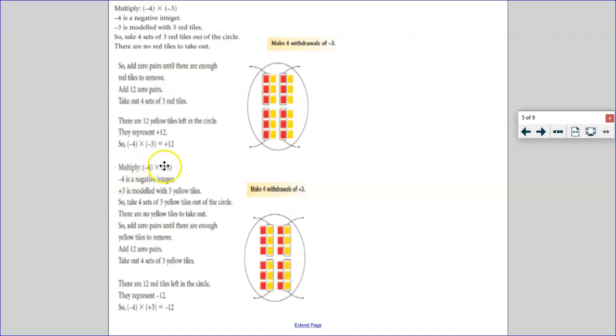Next one, negative 4 times positive 3. We've got the negative number, and 3 is modeled with yellow tiles. So take 4 sets of 3 yellow tiles out of the circle. Again, you can't take anything out when it starts empty. So you zero pair off again, and then you take out the yellow tiles, the positives, and you're going to get negative 12 red tiles left. So negative 4 times positive 3 is negative 12.